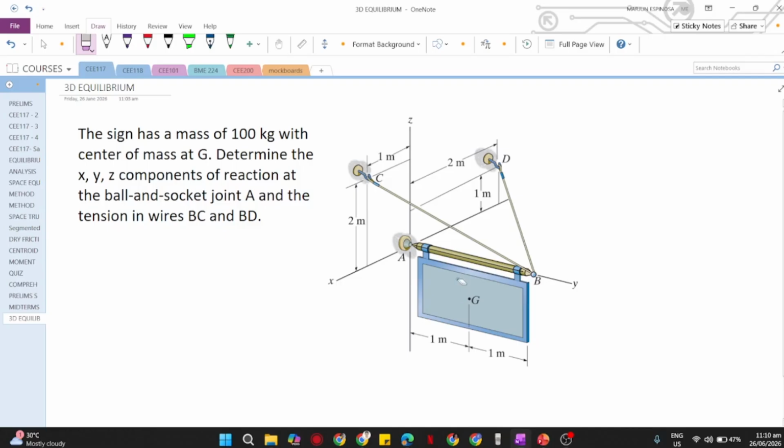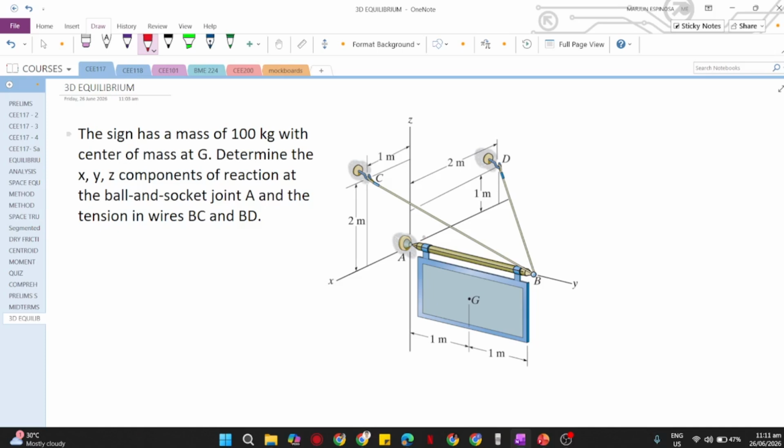So as promised, I will be discussing the solution for this 3D equilibrium problem. Okay, let's first create a free body diagram from this problem. So we have here a sign which has a mass of 100 kilograms with a center of mass at G. Determine the X, Y, and Z components of the reaction at the ball and socket joint.